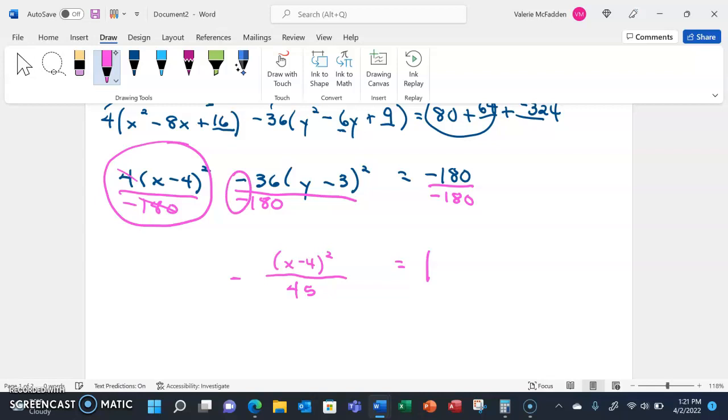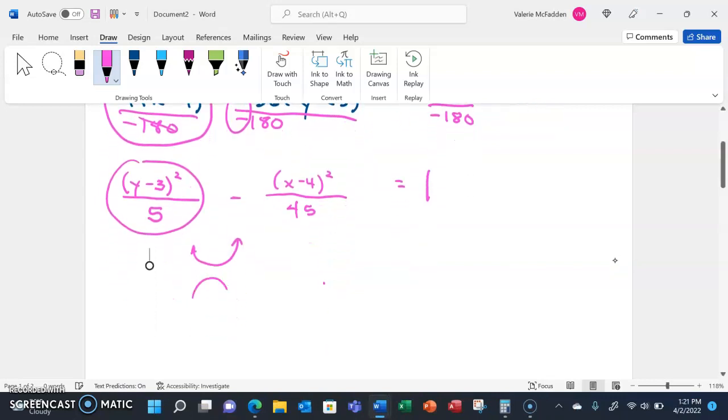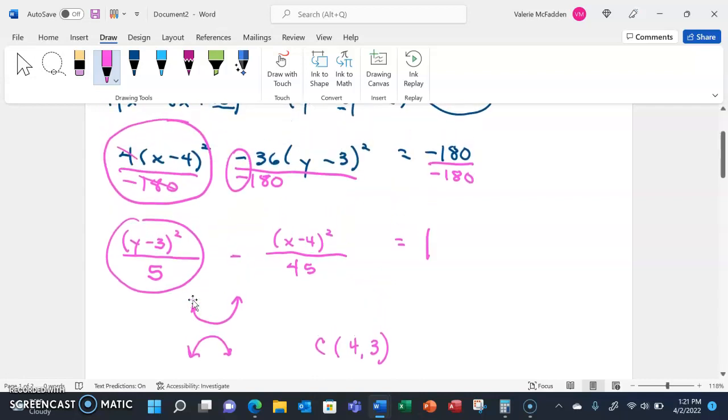And then this becomes the positive fraction, so it's going to go first. So y minus 3 squared over 36 and 180. Is that 5? Yeah, that's got to be 5. And that is the standard form. So the y squareds come first. That's why it should open up and down. And the center of this is going to be at positive 4, positive 3. Okay.